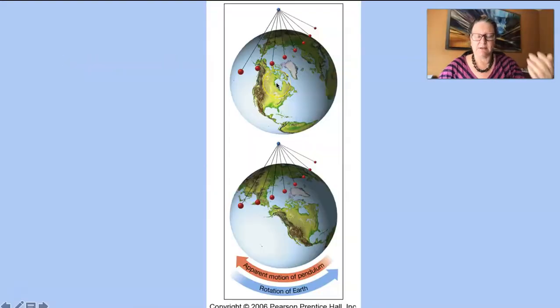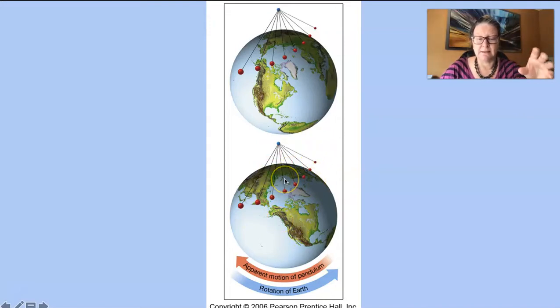So this is supposed to illustrate what I'm talking about. Here's that pendulum at the North Pole. This is where it's fixed at the top, and this is it swinging. And then the Earth rotates under it, so you can see that North America here has rotated to our right. And the pendulum is still swinging in the same plane, but if you're on the Earth, it appears that the pendulum has changed its direction.